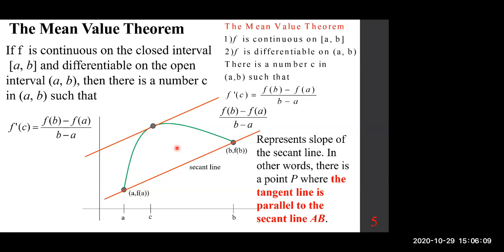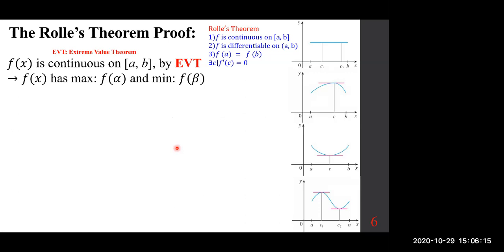Let's spend a couple of minutes to quickly look at the proof of the concept, class. So starting with Rolle's theorem. Rolle's theorem indicates we have a continuous function, we have a differentiable function, and we know f of a equals f of b. All those three criteria are given. Therefore, there must be a point c such that f prime equals 0.